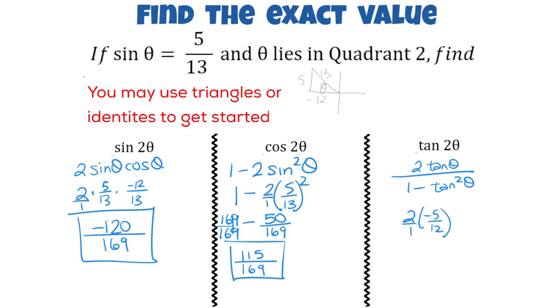Think of that as a 2 over 1. Now do the denominator. That's going to be a 1 minus the tangent, which again was negative 5/12 squared. Now let's do some cleanup on this. I know that this is going to end up in the denominator. This is going to be a 25 144ths. So I'm going to change this to a 144 over 144.